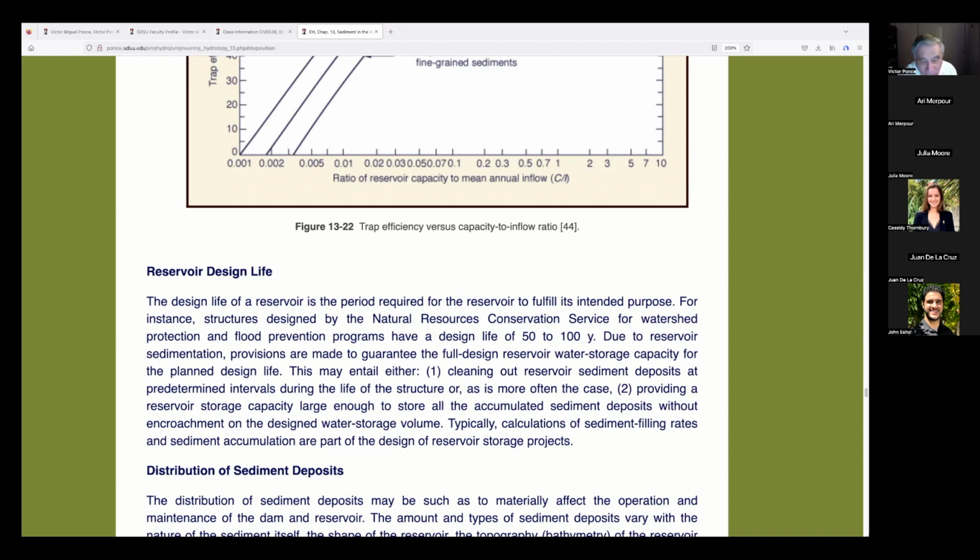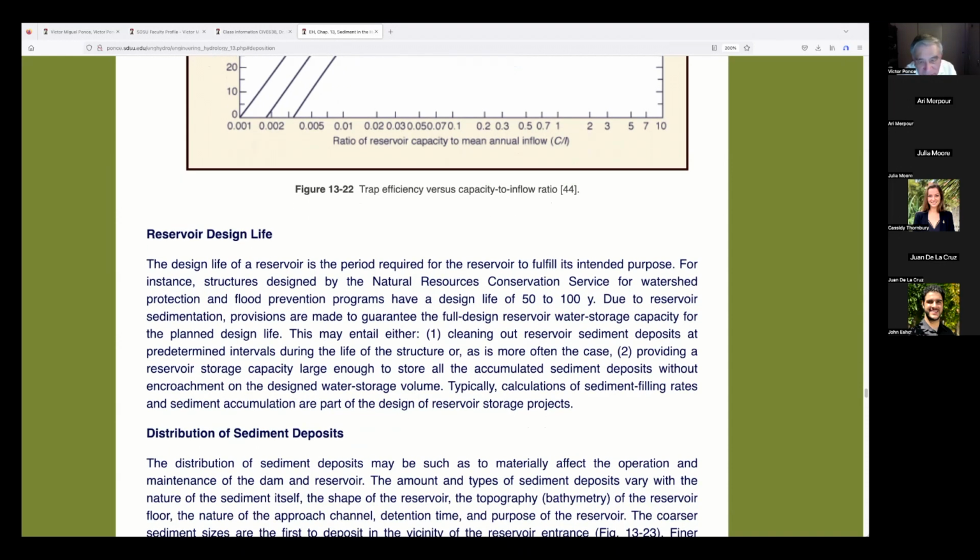This may entail, one, cleaning out reservoir sediment deposits at predetermined intervals during the life of the structure, or, as is more often the case, providing a reservoir storage capacity large enough to store all the accumulated sediment without encroachment of the design water storage capacity. Usually, the ballpark number there is 20%. In other words, after the 100 years of usage or predicted usage or predetermined usage, you should have 20% full of sediment so that you can still operate the 80%. That's a standard in any book. Whether that actually happens, I do not know. It depends on the actual location.